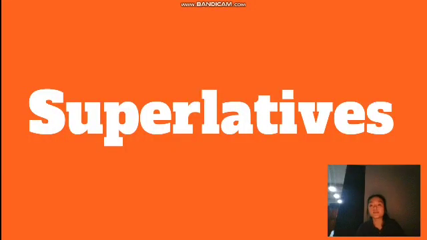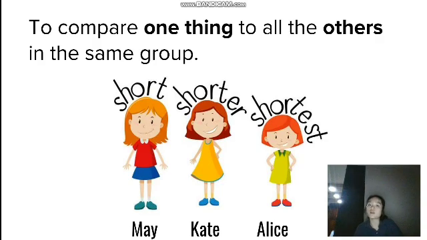Next, superlative. Superlative is to compare one thing to all the others in the same group. For example, May is short. Kay is shorter than May. Alice is shorter than Kay, so Alice is the shortest in this group.